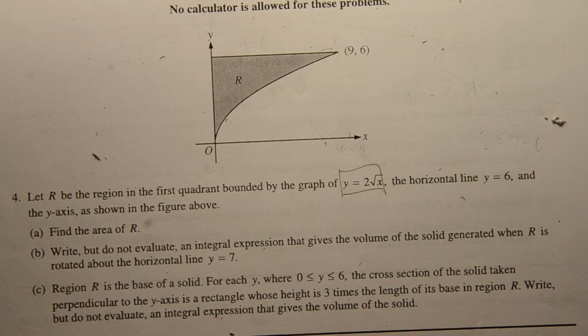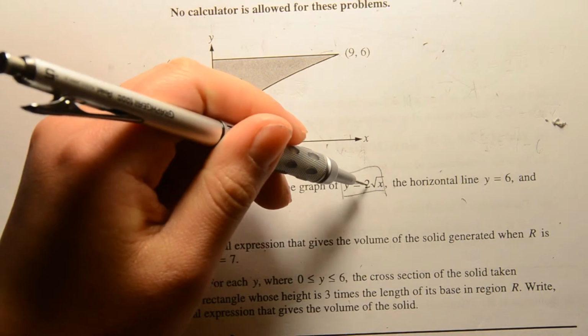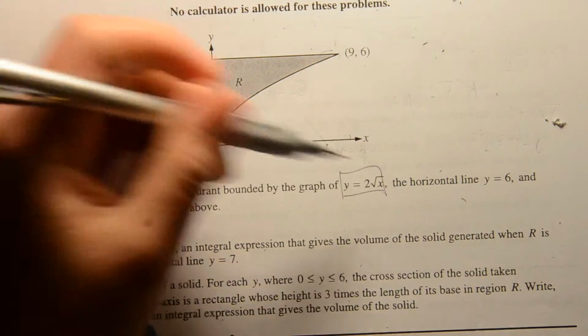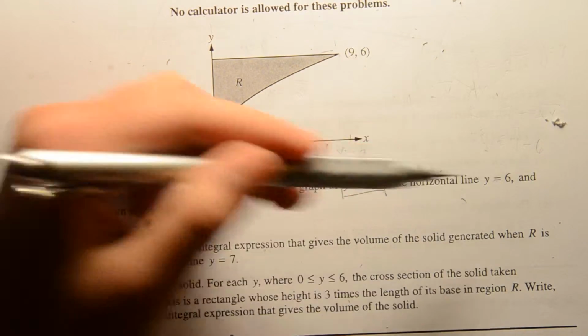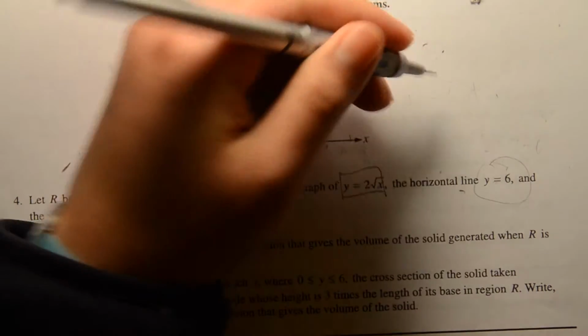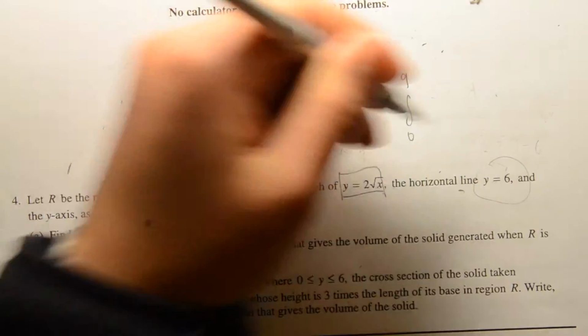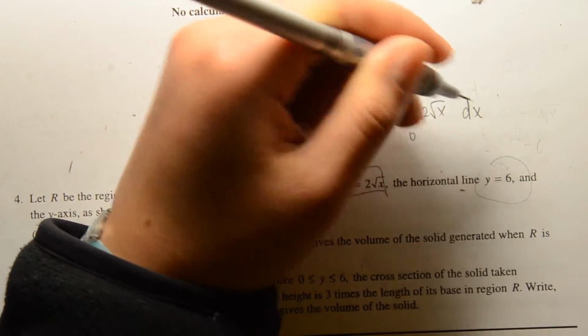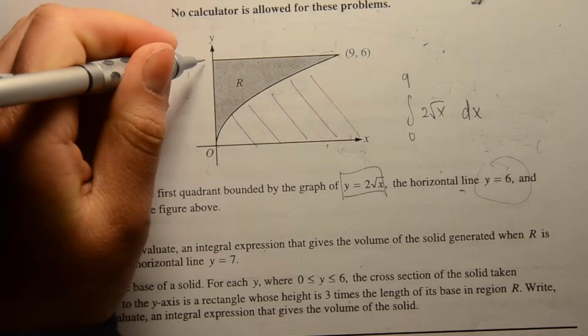When doing this problem, be sure not to look quickly over the function y equals 2 root x and overlook that it has another boundary line of y equals 6. If you overlooked this, you would have done the integral from 0 to 9 of 2 root x dx, which would represent the region under the curve, not the region between the two lines.